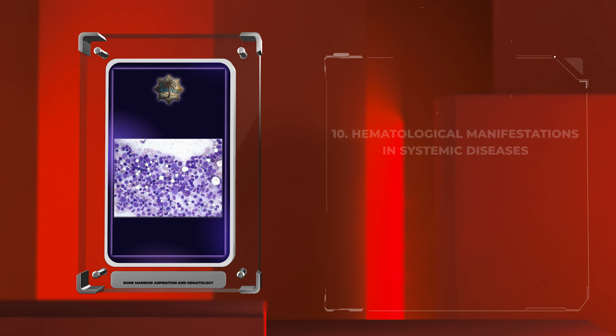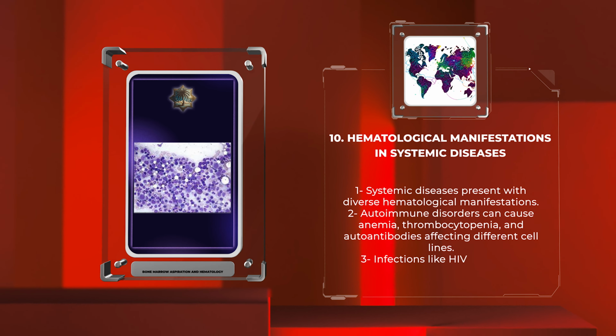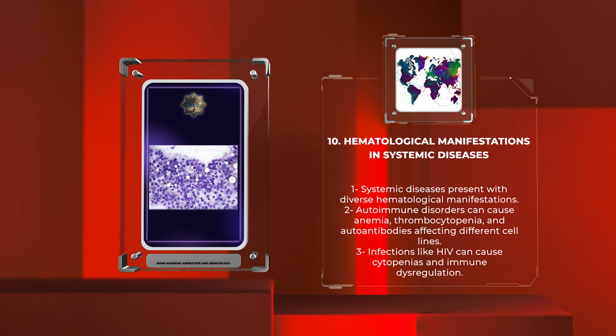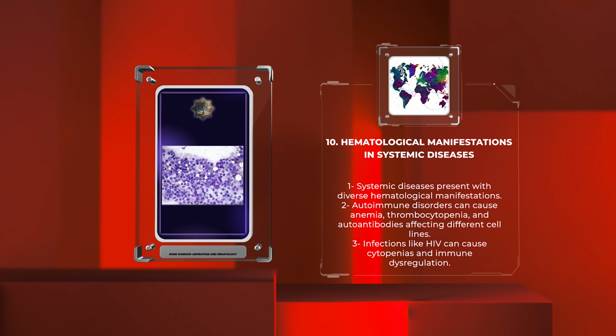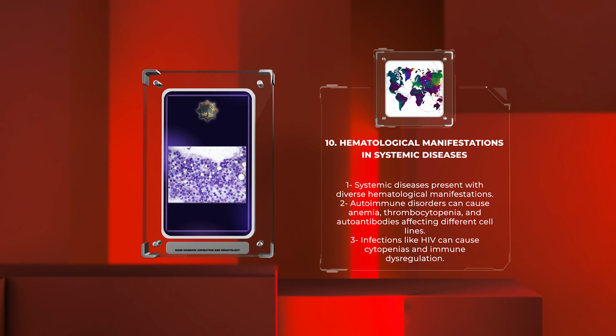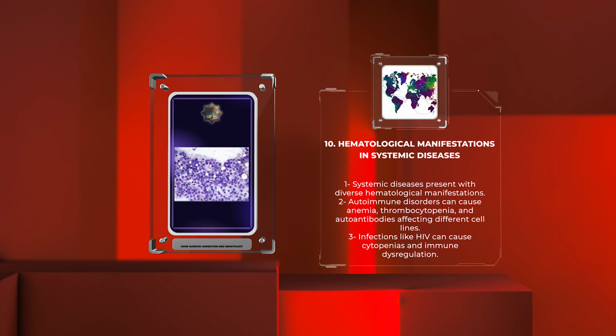Systemic diseases present with diverse hematological manifestations. Autoimmune disorders can cause anemia, thrombocytopenia, and autoantibodies affecting different cell lines. Infections like HIV can cause cytopenias and immune dysregulation. Hematological malignancies may present with lymphadenopathy or hepatosplenomegaly.